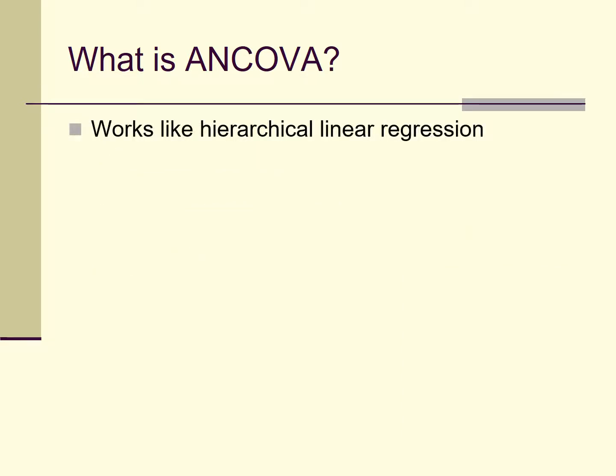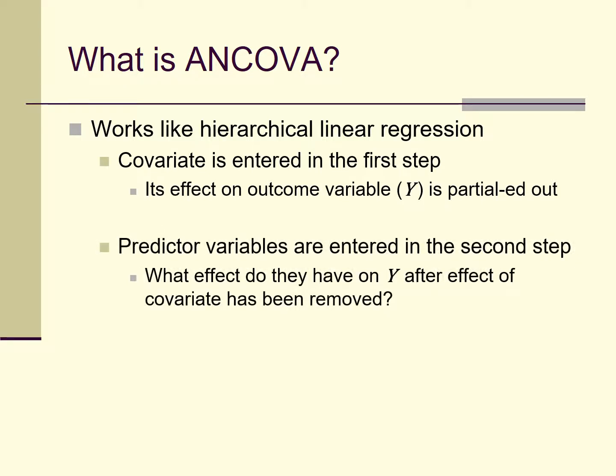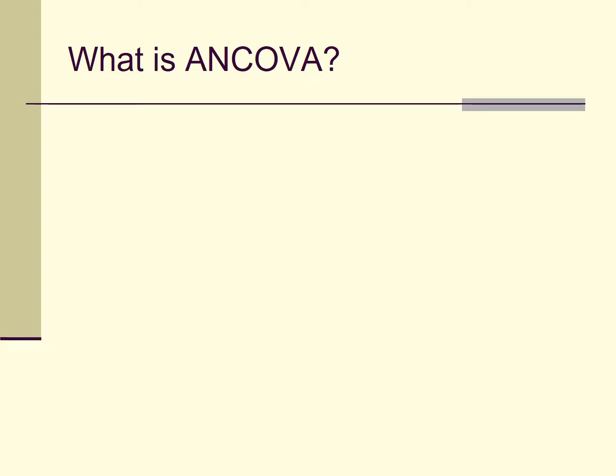This works essentially like a hierarchical linear regression. Our covariate is entered into our first step, and the effect of that variable on the outcome variable is partialed out or removed. Then our predictor variable or variables are entered in the second step, so we can see what effect they have on the outcome variable after the effect of our covariate has been removed. What we're trying to do is reduce within group variability.